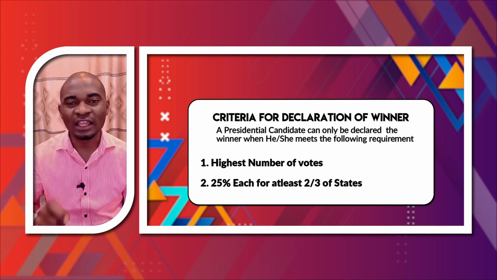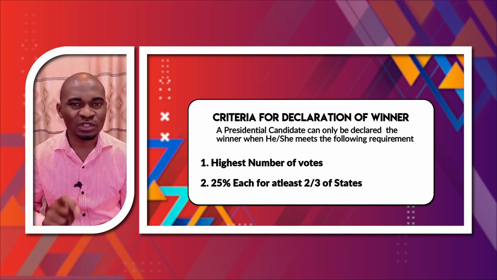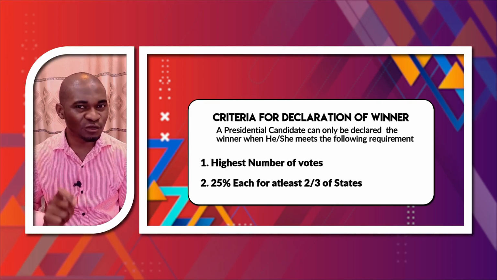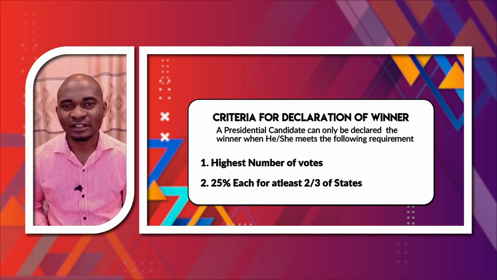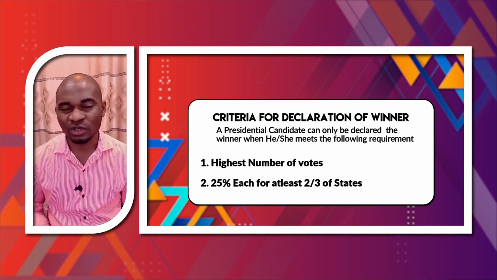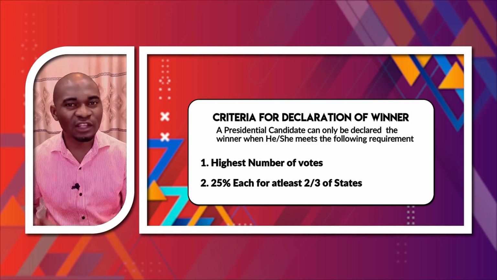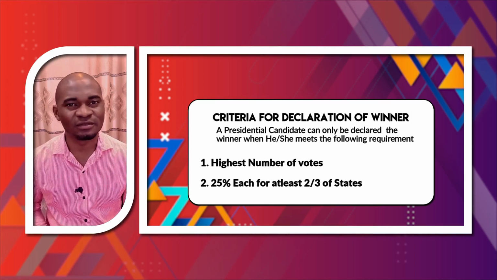This criteria states that for a candidate to be declared the winner of a presidential election in Nigeria, he or she must have the highest number of votes and must also score 25% in at least two-thirds of all states. That simply means he or she must have the highest number of votes, that is one, and must score at least 25% in at least 26 states of the federation.